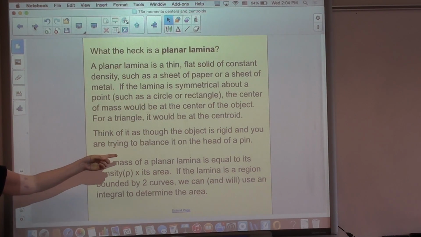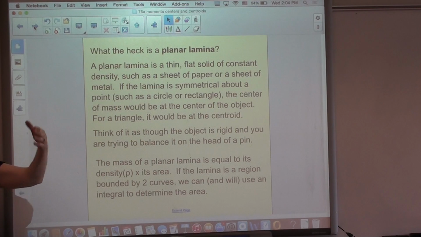Think of it as though the object is rigid and you are trying to, no matter what the shape, it could be any funky shape, you are taking it and you're trying to balance it on one point, right? That point would be the center of mass. So it has to be rigid though. You can't really do it with a sheet of paper, right?